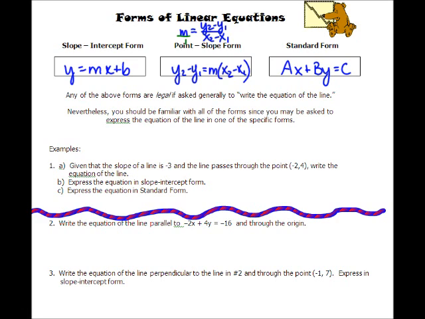Okay, if you're strictly asked in general terms to write the equation of a line, any of the above could be used. But sometimes you're asked to express it in a certain form. So that's why you need to be familiar with all of them. And sometimes one of them is more convenient to use than another. So let's take a look at the first example.